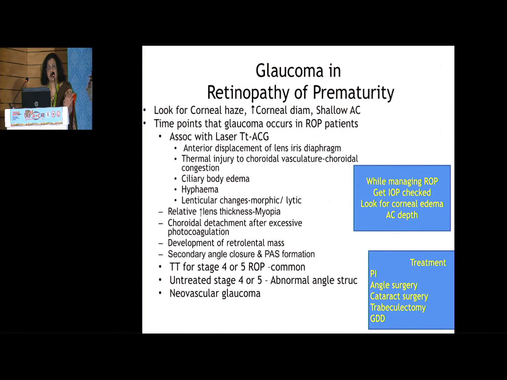There are 4 stages at which IOP can rise, either immediately after a laser, these children can have angle closure glaucomas. It could be either due to the anterior displacement of the lens diaphragm, due to thermal injury to the choroidal vasculature leading to a choroidal congestion. It could be due to a ciliary body edema, hyphema, lenticular changes, or a relative increase in the lens thickness. And in stage 4 or 5 of ROP, when the treatment is given, or in an untreated patient of stage 4 or 5 of ROP, they may end up with a neovascular glaucoma.